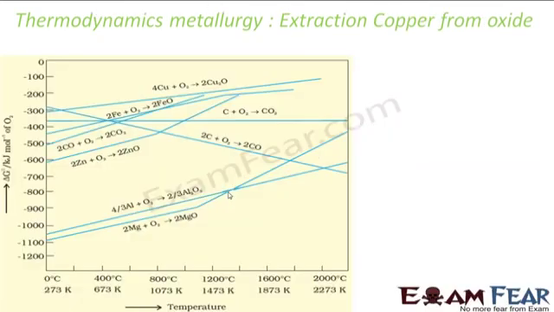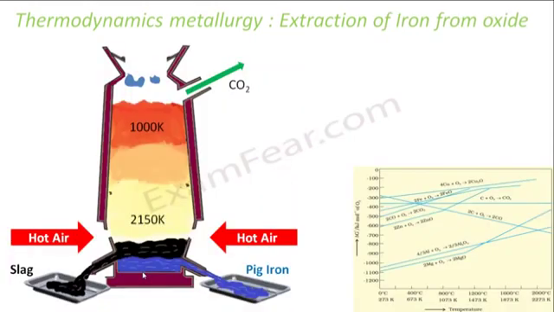Now we'll talk about the extraction of copper. Before we go to the extraction of copper, let's understand the kind of iron we get here. As I told, this is a slag, and the iron which we get from this blast furnace is called pig iron. This pig iron is an impure iron which has almost 4% carbon, and it has many impurities also in small amounts.